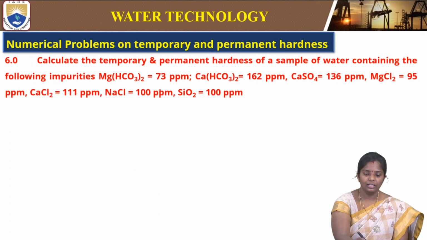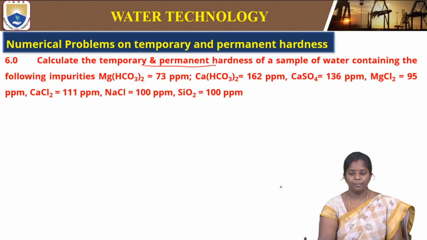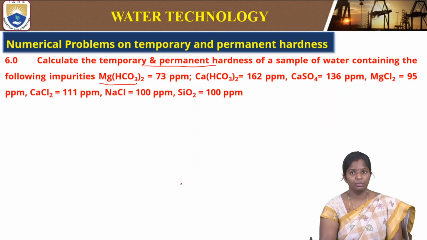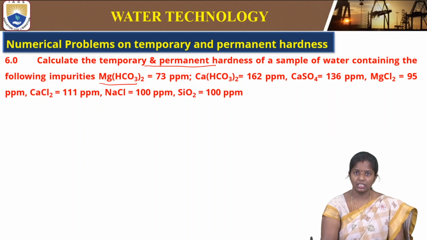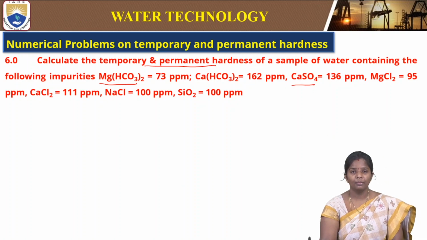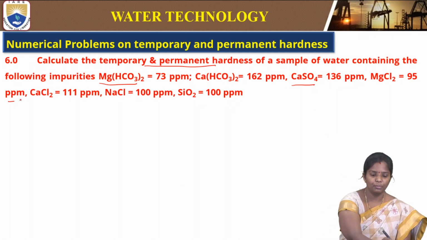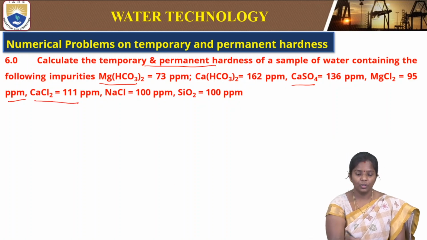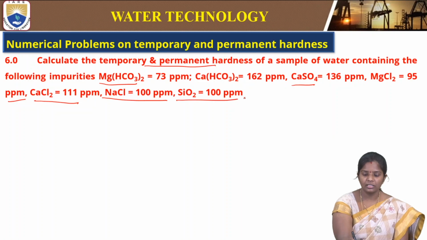Next, calculate the temporary and permanent hardness of a sample of water containing impurities. Magnesium bicarbonate 73 ppm, calcium bicarbonate is 162 ppm, and calcium sulfate is 136 ppm. Magnesium chloride is 95 ppm, calcium chloride is 111 ppm. Sodium chloride is 100 ppm, silicon dioxide is 100 ppm.